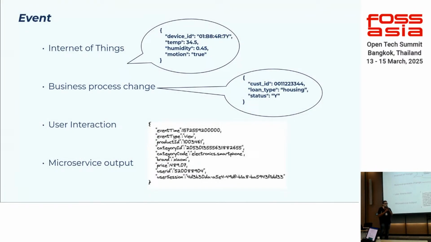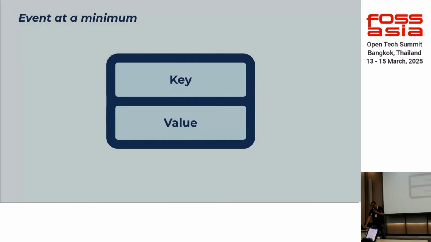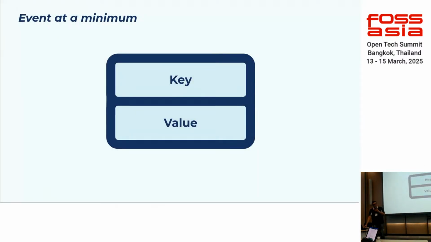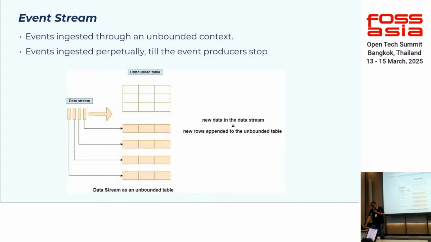These are some examples. For an IoT sensor, it could be a device ID and then temperature, humidity, motion. This could be one of the event data. There could be business process change events flowing through a system, like when the customer was approved for a loan or not. It could be clickstream data, which is keyed by an event ID or a user ID, and you have all these notions of who has done what. So an event, at a minimum, has a key and a value.